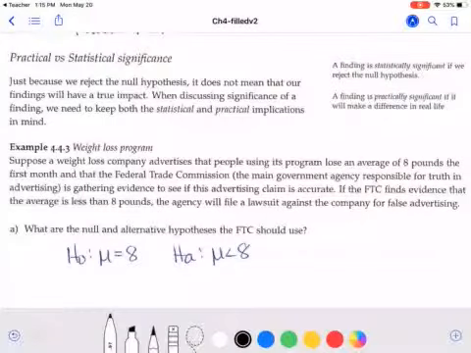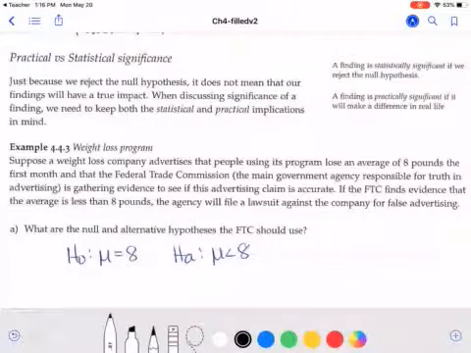In this last example in section 4.4, we're looking at the difference between practical and statistical significance. When we say we reject the null, we have significant evidence of some alternative hypothesis, that's considered statistical significance. We want to talk about that may not always feel like being practically significant. It may not feel like a difference in real life. So here's an example of that.